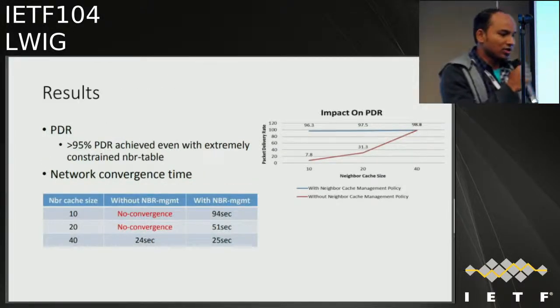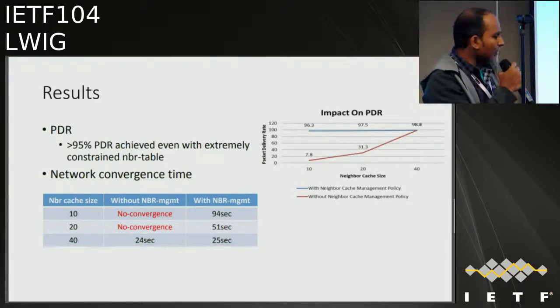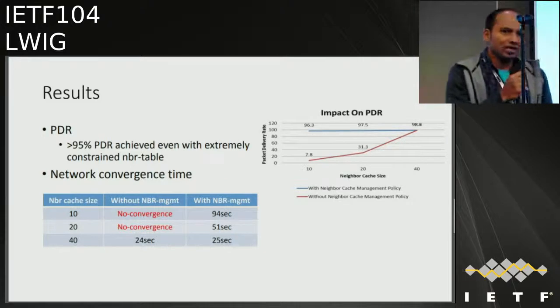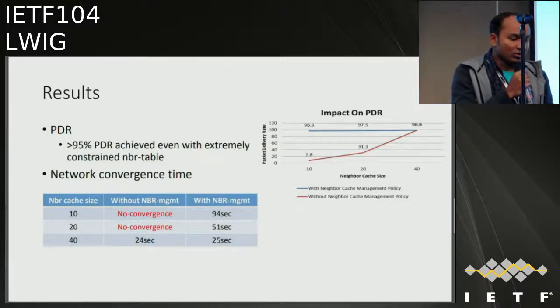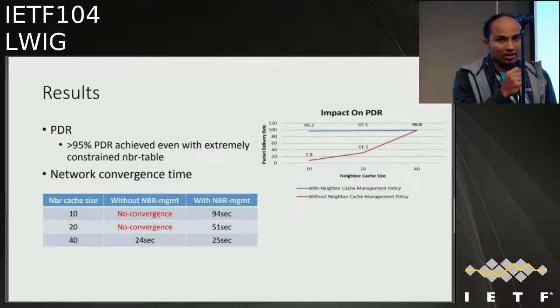You can see here that the neighbor cache size is 10, 20, and 40, without neighbor management policy and with neighbor management policy. We can see that in single channel mode of operation, we could achieve greater than 95% PDR even with an extremely constrained neighbor table. The important thing to note here is that without neighbor management policy, there is absolutely no convergence. You cannot get any convergence even with a 20 neighbor cache and table size. So it is quite a big deal. This is what we finally had to implement to get our pilot working in the first place.